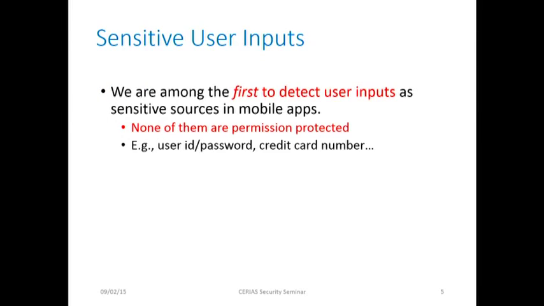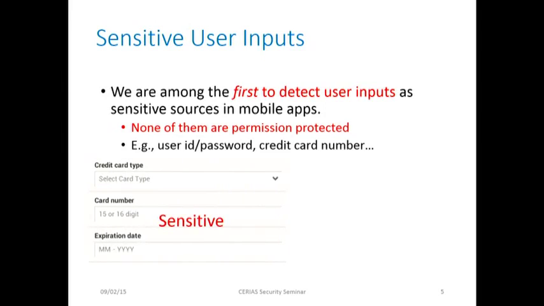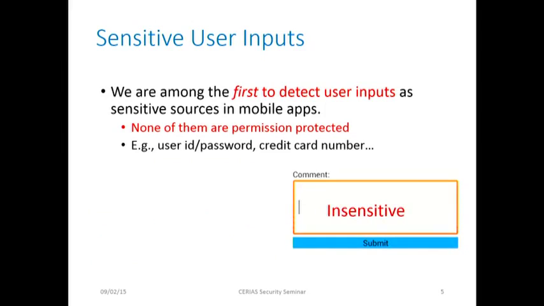Together with some approaches that are also published in USENIX Security 2015, our work is among the first to detect user inputs as sensitive sources in mobile apps. And it's very common for mobile apps to have user inputs, and none of them are permission protected. Therefore, we need to understand the context of the inputs to determine whether these inputs are sensitive or insensitive. One example is that the input of a credit card number is sensitive, but the comment for an app is insensitive.